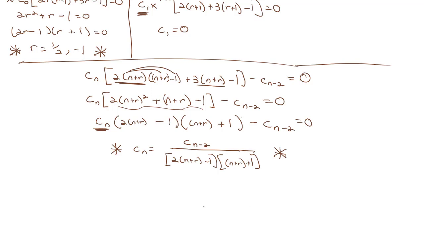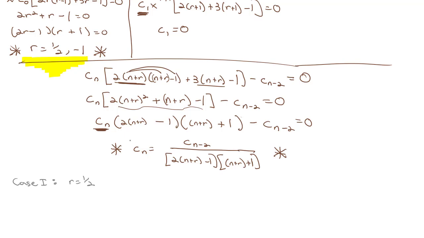Now, we are going to solve for our pattern, but we have to solve for it considering both cases for r. We need to remember that r has two values that it's equal to. And so we're going to consider each case separately. So we'll look at case number 1, where we look at the r equals 1/2 case.